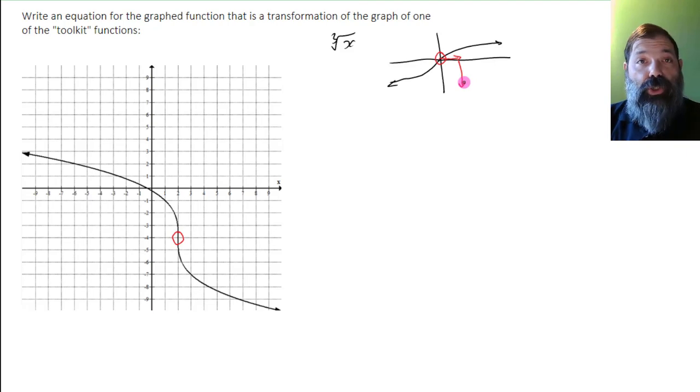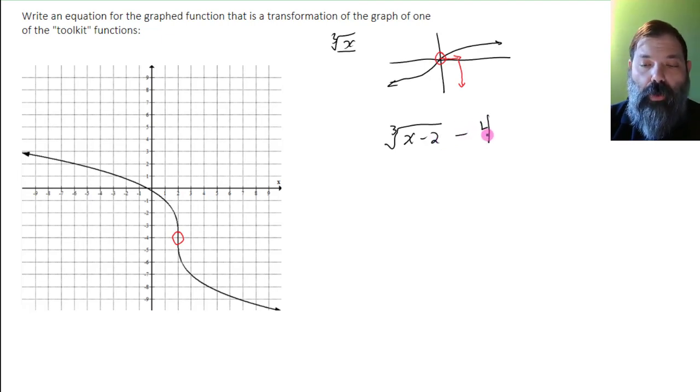All right, so to shift right 2, we replace the x in the function with x minus 2. So I have the cube root of x minus 2. And then to shift down 4, I subtract 4.